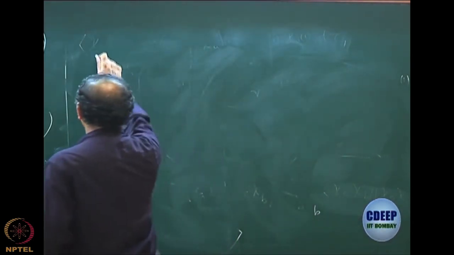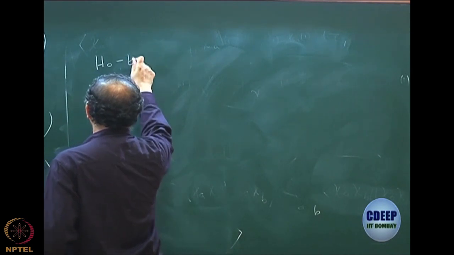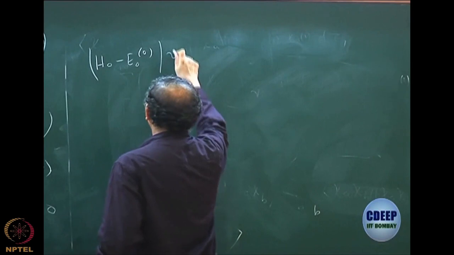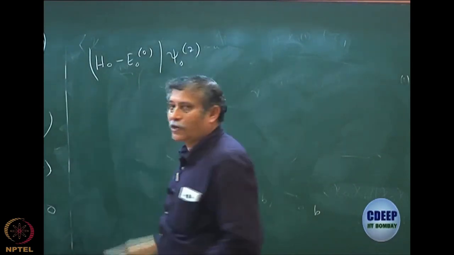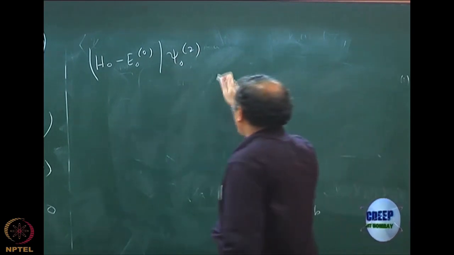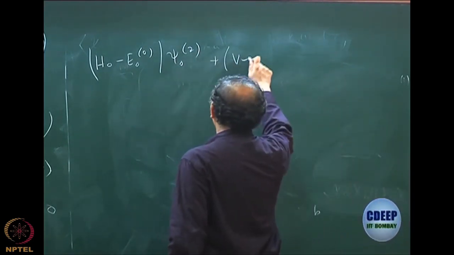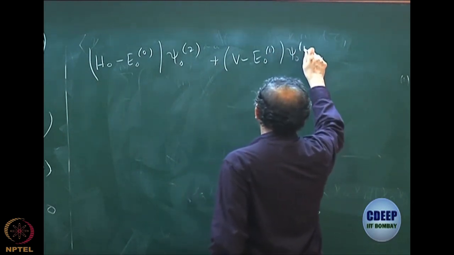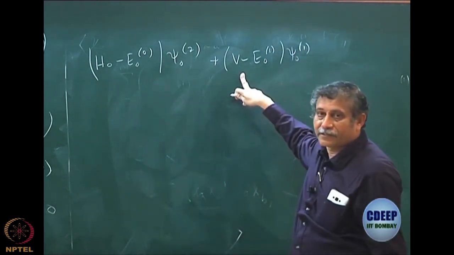So what will be the second order equation? (H0 - E00) psi 02, right. Now everything has to be second order. So it will have (0 into 2) plus (1 into 1) (V - E01) psi 01. Now this will have second order here, H minus E.